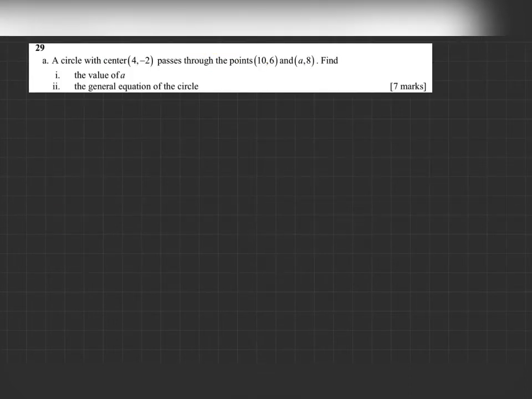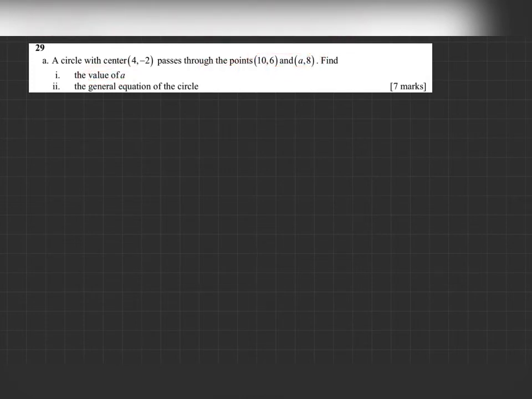Okay, now saya akan explain tentang question 29A. So this question is about circle. Dia bagi kita center of the circle is at 4, -2. And this circle passing through these points. So the first one is find the value of A.